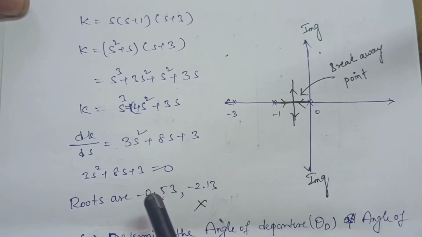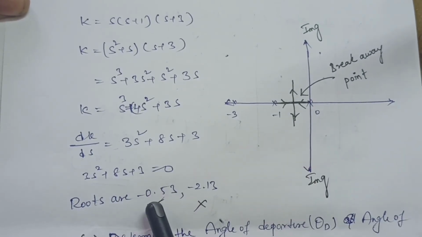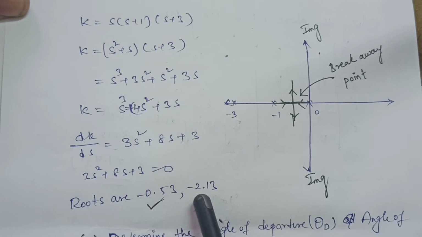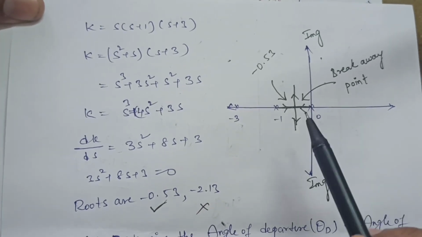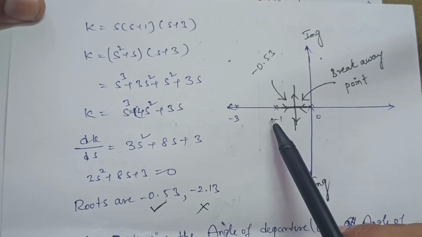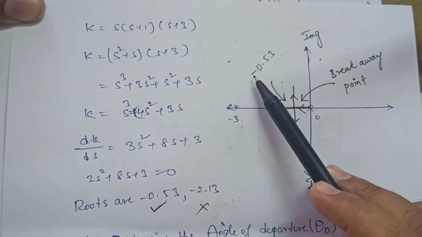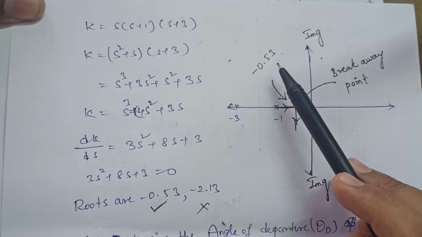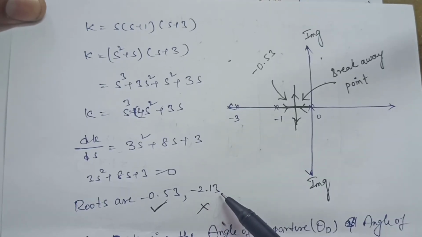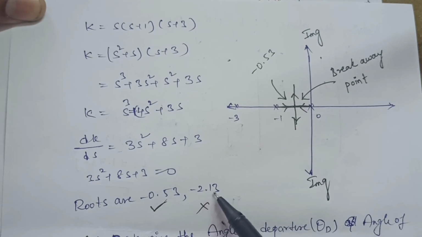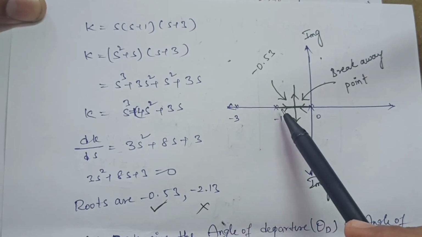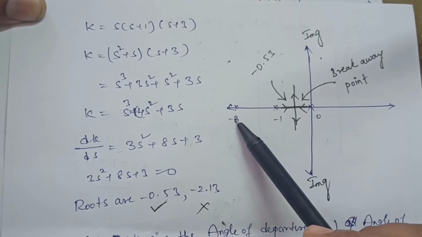The exact value is minus 0.53 only, not minus 2.13. Sir, why? Simply, the point minus 0.53 exists in between 0 and minus 1, while minus 2.13 does not exist in between 0 and minus 1. If you are taking minus 2.13, I think it lies maybe in between minus 1 and minus 3.